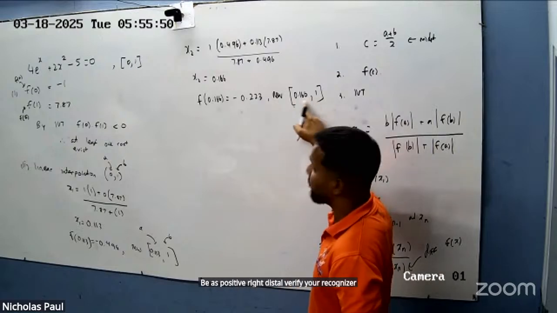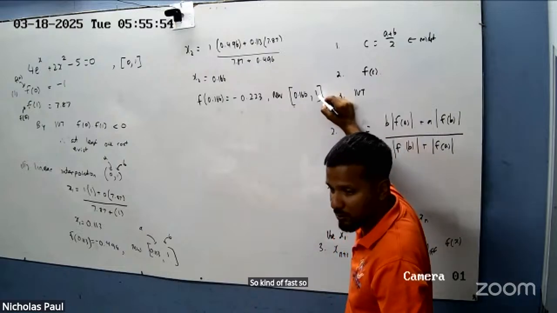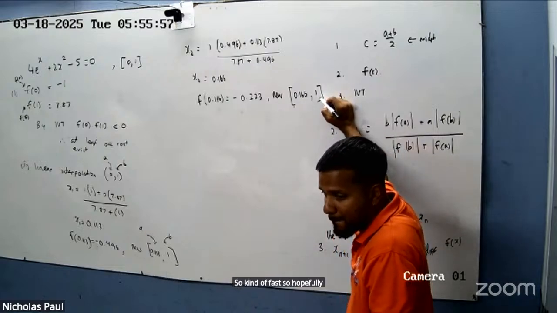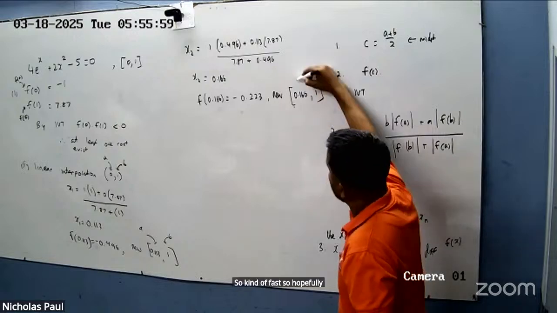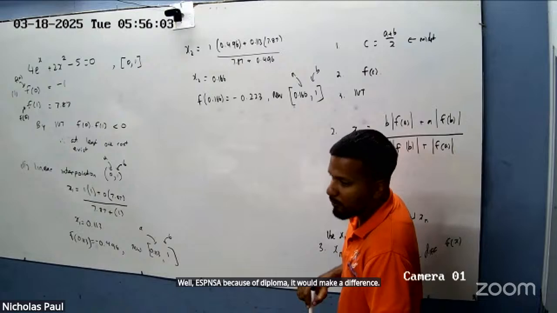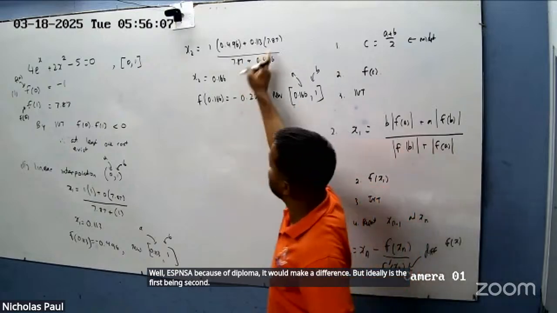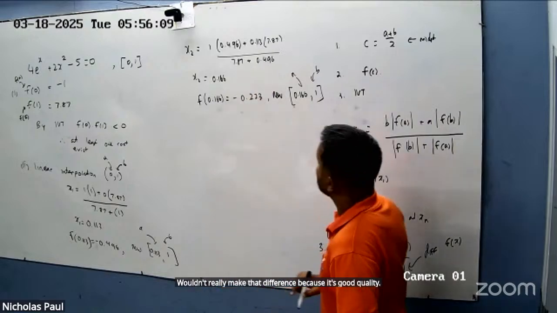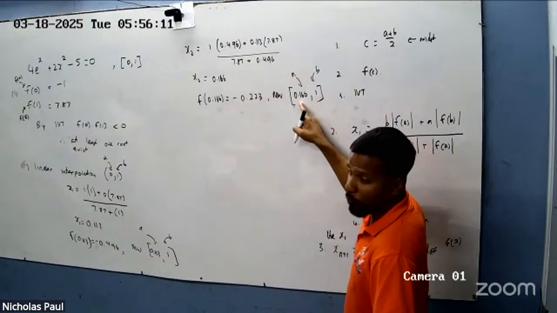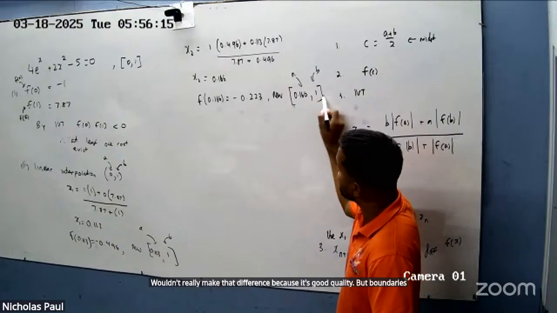It's a big boundary still. So kind of fast. Well, A is A and B is B. Because of the formula, it would make a difference. But ideally, A is the first, B is second. It wouldn't really make a difference because it's positive, if you put the one first, it wouldn't really affect it too much. But boundaries always go from the lowest to the highest.